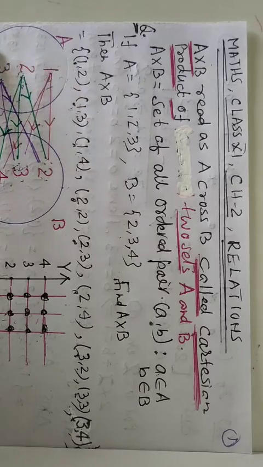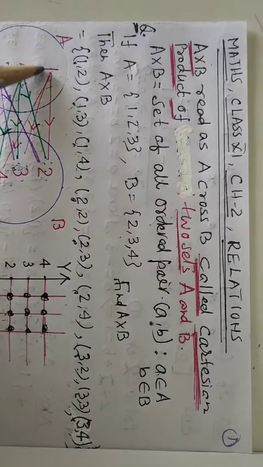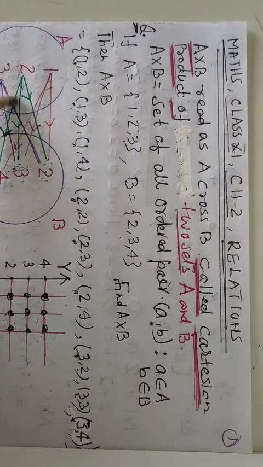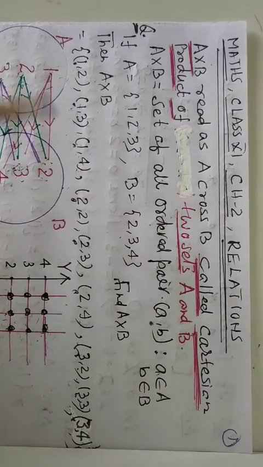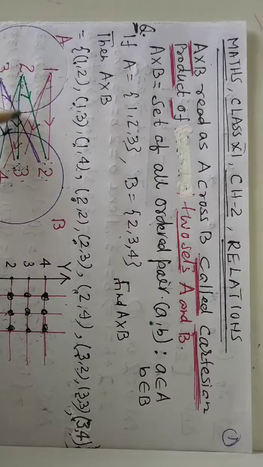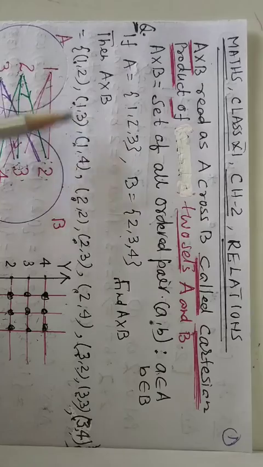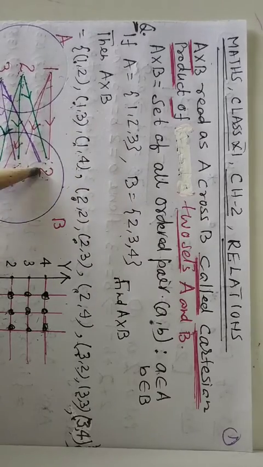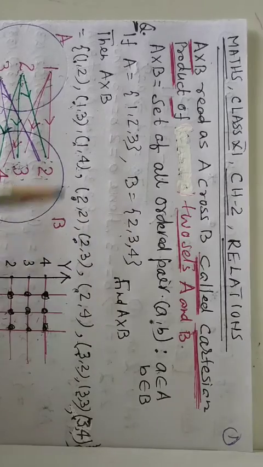Write two sets A and B. Write 1, 2, 3 in the first set, 2, 3, 4 in the second set. Now 1 can go to 2, 3, 4. So (1, 2), (1, 3), (1, 4). Similarly 2 can go towards 2, 3, 4. Red signal first, then green, then purple signal. So 9 such ordered pairs are possible. So this is the answer.